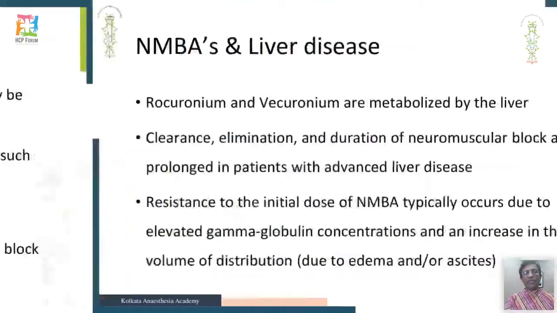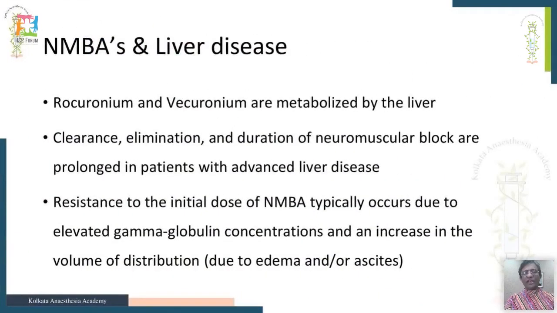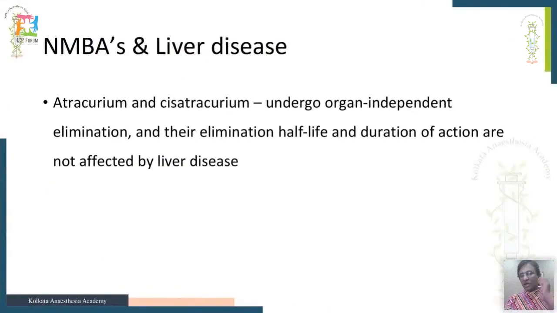Mivacurium, the same problem. Rocuronium and vecuronium: clearance, elimination, and the duration of neuromuscular block are prolonged in patients with advanced liver disease. But remember, there will be resistance to the initial dose because of the increased volume of distribution. And so just be aware of that increased duration even when you're using the aminosteroids.